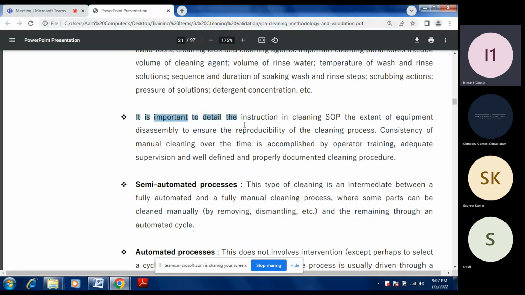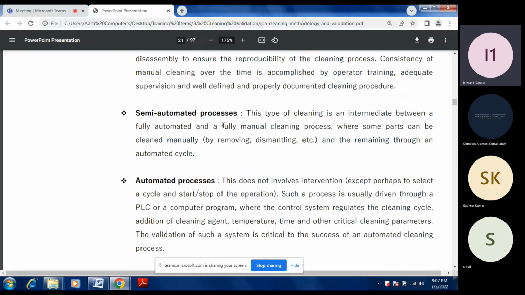Everything should be clearly mentioned in the cleaning SOP of the respective equipment. The person or operator directly involved in that cleaning activity should be trained according to the procedure. Semi-automated process means this type of cleaning is the intermediate between the fully automated and fully manual cleaning procedure, where some parts can be cleaned manually and some parts by an automated cycle.